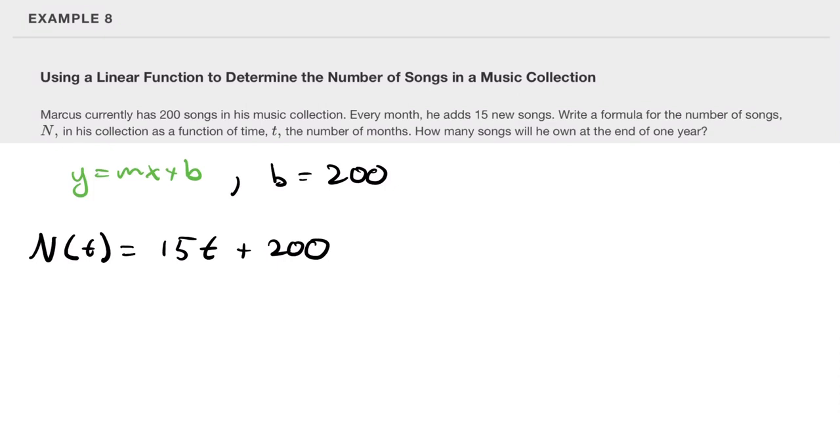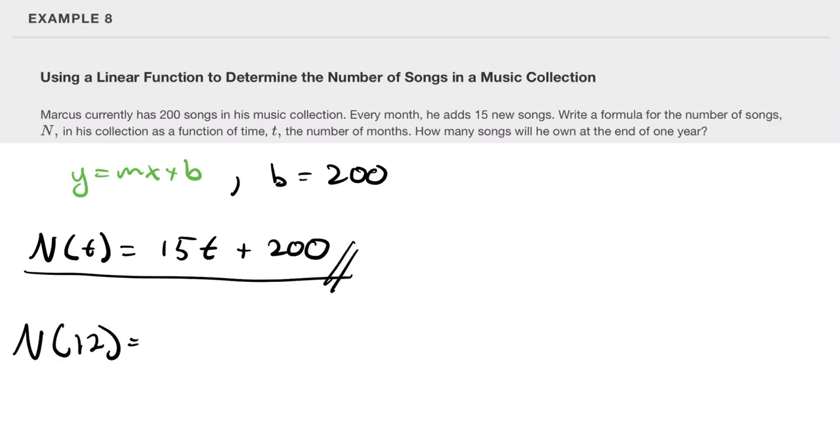All right, I feel like this is good. Write a formula for the number of songs in this collection as a function of time, the number of months, and then how many songs we have at the end of the year. So after 12 months, if we let t be 12, this is our function that we got. The number of songs after 12 months is going to be 15 times 12 plus 200. 10 times that is what? 150 plus 30 is 180. So then 380 songs.